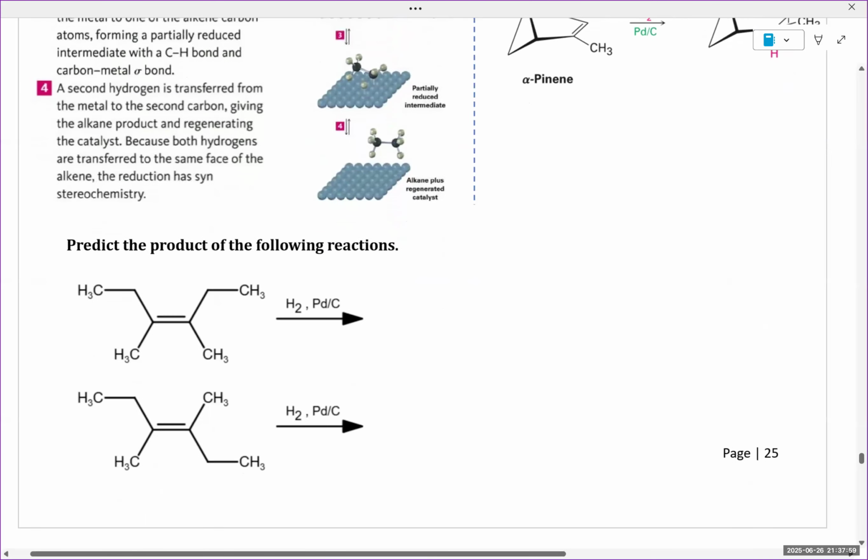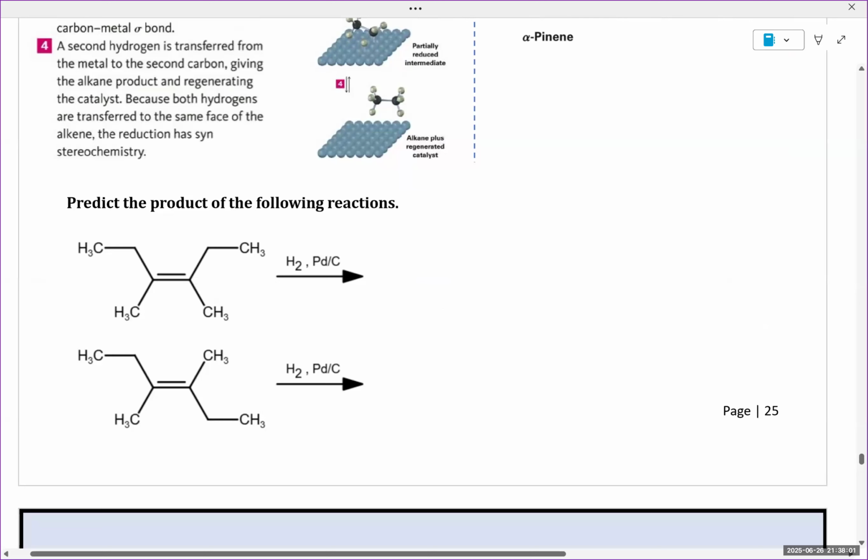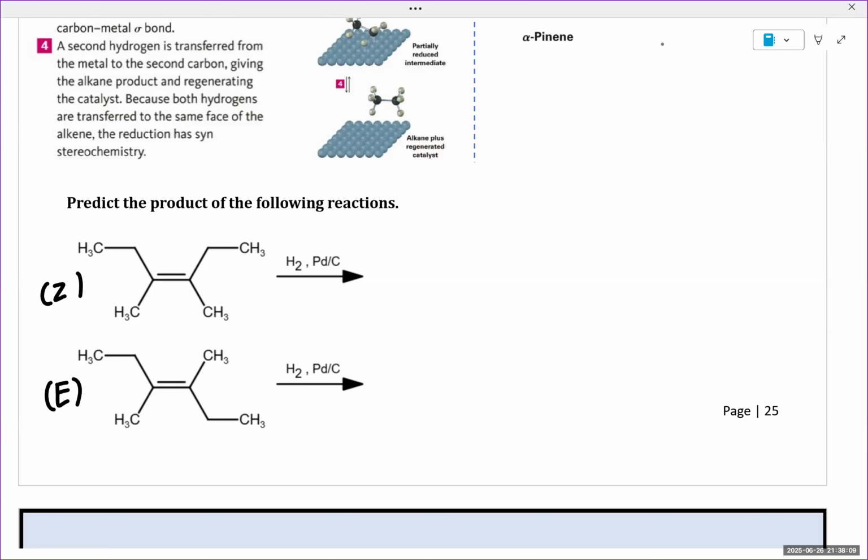With that in mind, let's take a look at a set of alkenes. In this case, we have a Z-alkene. In the second case, we have an E-alkene. And let's predict the product for hydrogenation of these two alkenes. So take a few moments to work on this example, and then we'll discuss.